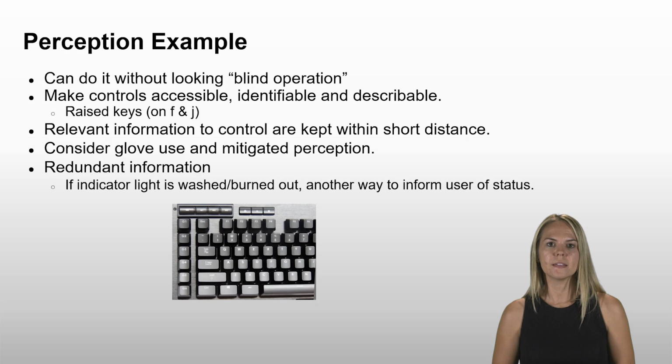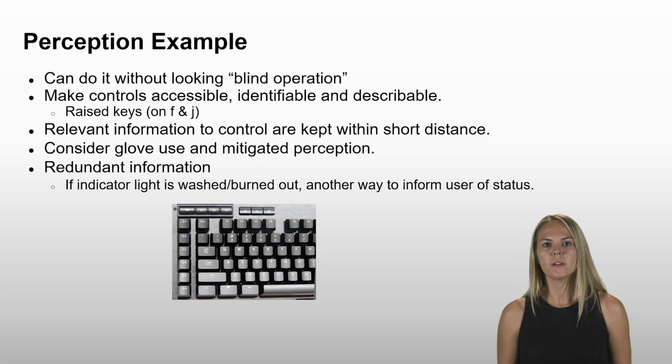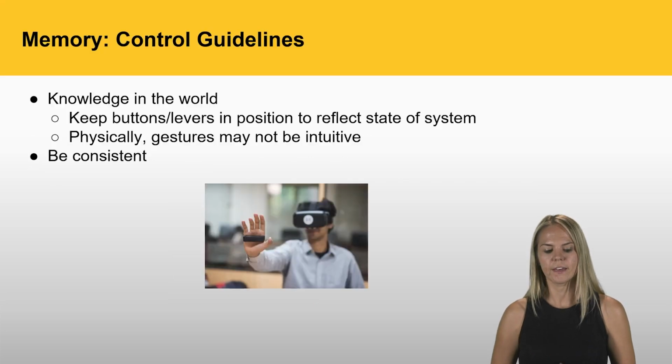But if that indicator light is washed out or burned out, then you don't know if it is on or off. And so that can really mess with the user. So having another form of information to notify them of the status without relying on just the light is always really helpful. If the light burns out, are we in the on or off position?